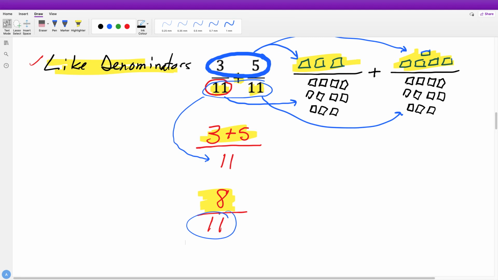But the common mistake that we see is that people just add it all together and they want to say it's 8 over 22. But remember, when we're dealing with fractions, when we're adding or subtracting, we don't actually add or subtract the denominator. We only add or subtract the numerator. The denominator is going to remain the same because it's telling us how many parts or pieces that we would need in order to make a whole.